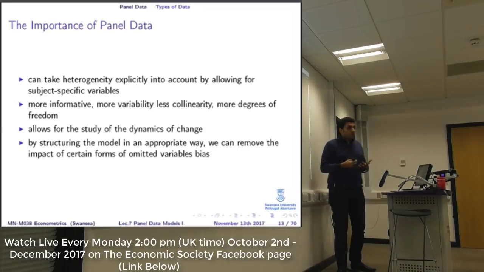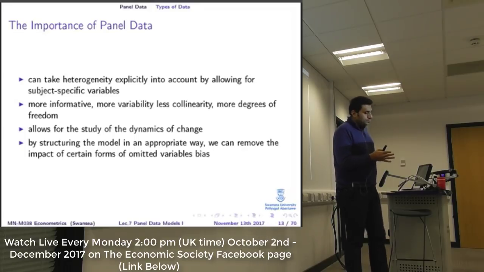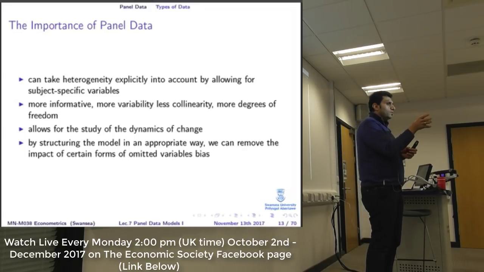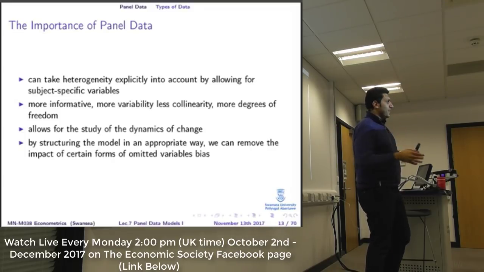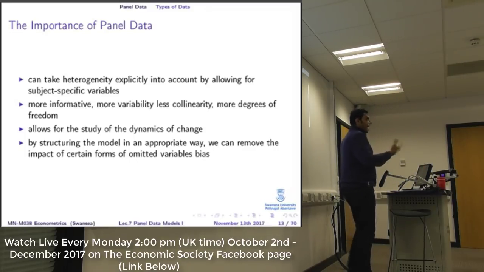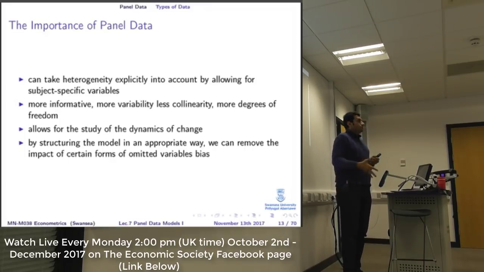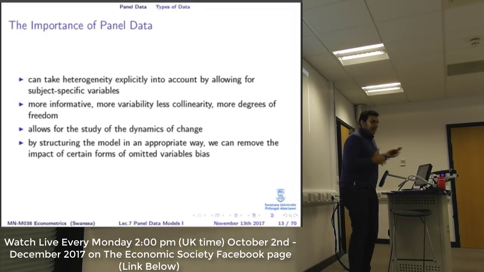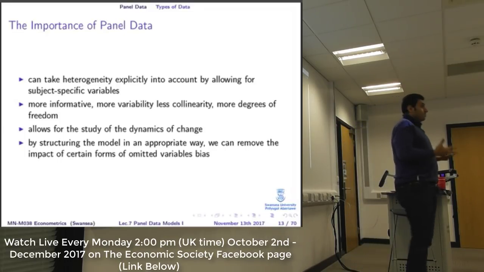It's very informative because rather than looking at one subject over time, as is the case with time series data, or looking at different subjects at a single point in time, you actually have the two dimensions in your data. So you have time and units. That gives you more information on how your variable of interest behaves, not just over time or just across units, but both. So it gives you more information.